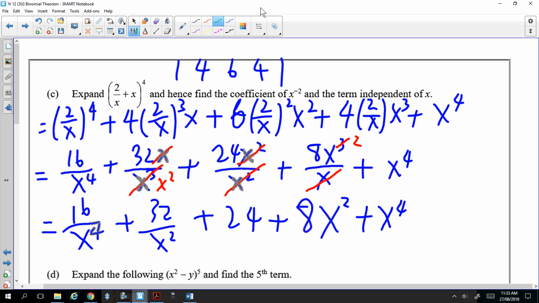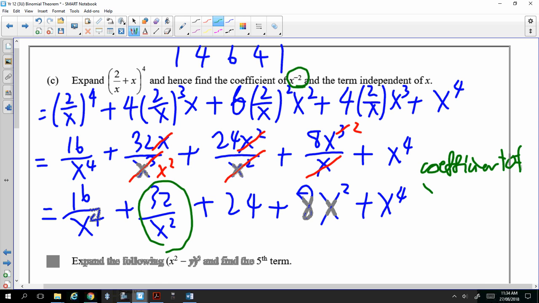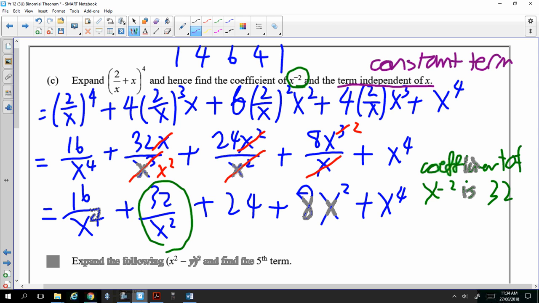Find the coefficient of x power negative 2. Which one's x power negative 2? This one here, 32. So coefficient of x power negative 2 is 32. And what's the second thing they ask you to do? Find the term independent of x. That's a very important terminology. Term independent of x is the constant term because there's no x in there. Which one's the constant term? 24, right? So write term independent of x is 24. Right, done.